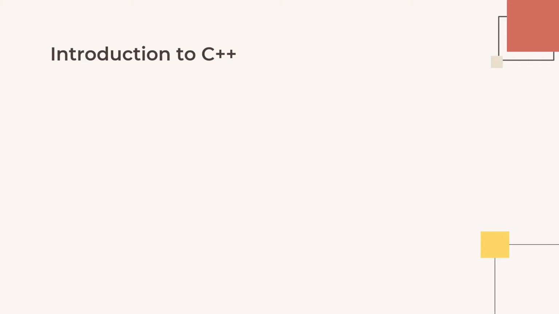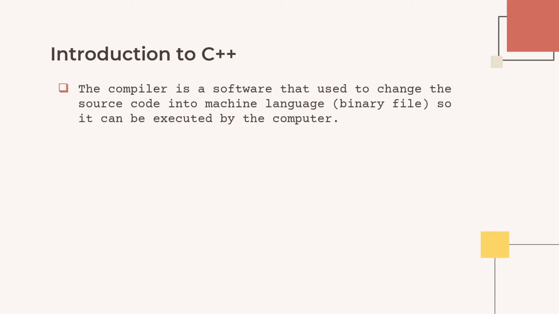First, I will discuss the compiler. A compiler is software that is used to change the source code into machine language or a binary file, so it can be executed by the computer. The program will be compiled well if the program contains no errors against these rules, so there is no syntax error in the program. Examples of popular C or C++ compilers are MinGW and GCC.